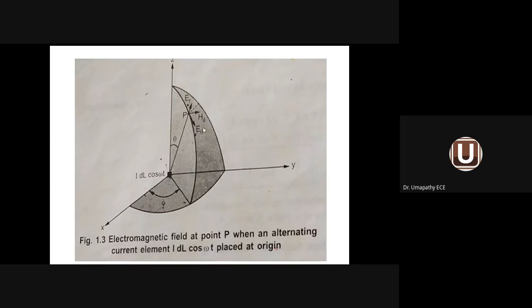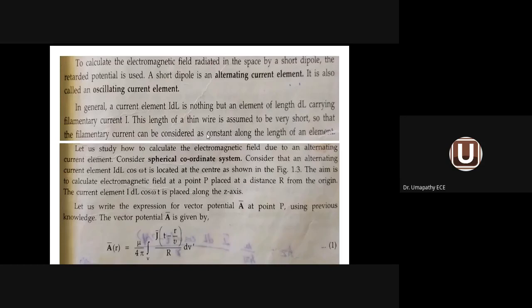That means we were evaluating the electric and the magnetic field at point P from the center of the origin, from the center of the spherical coordinate system. I was placing this current element, that is the oscillating dipole or a short dipole, at the center of the spherical coordinate system. And we got the expression for E R, H phi and E theta. But remember, this alternating current element is ideal in nature. Practically, such a current element or an antenna does not exist.